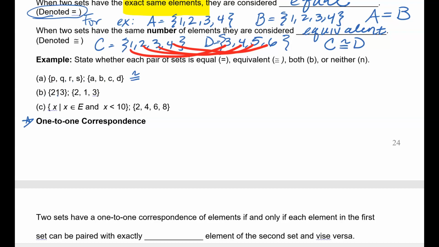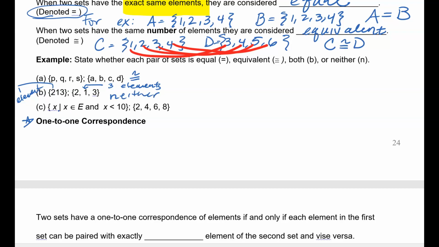Set B, I've got 2, 13, and then 2, 1, 3. I put this on here on purpose, just so we can look at one that might be potentially tricky. This set has the element 2, 13. It has 1 element. This set has 3 elements. So I'm just going to write that down. This has 3 elements, 2, 1, 3, and this just has 1 element. So they are not equivalent and they're not equal. They are different sets. Same digits here, but not the same or equivalent. So I'll just write neither.